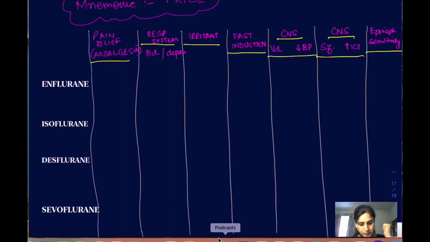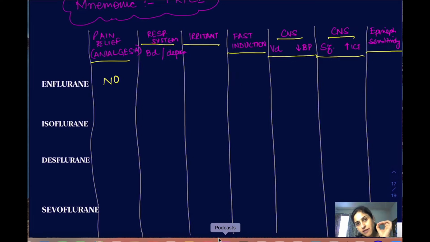Okay, so let's start. First is enflurane. Let's see if enflurane is a good analgesic agent or not. Most of these fluorinated compounds are not good analgesics, so it is an outright no here. Enflurane is not a good analgesic, so you will have to combine it with a good analgesic like nitrous oxide.